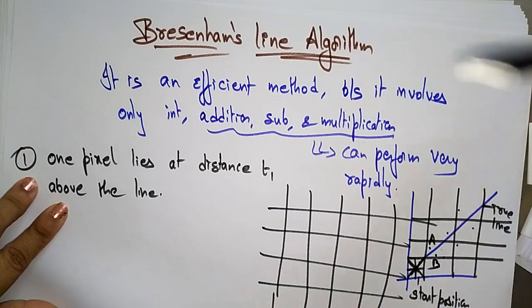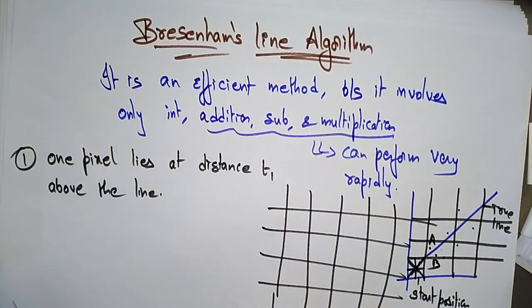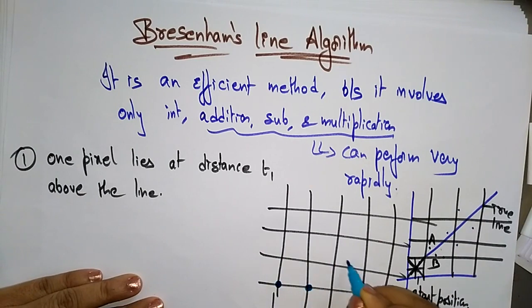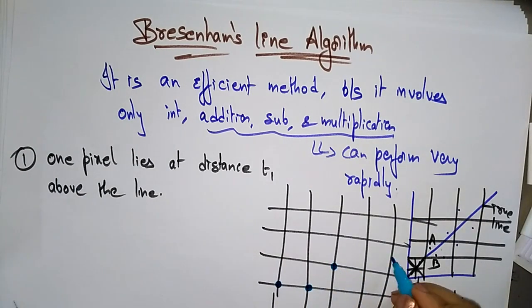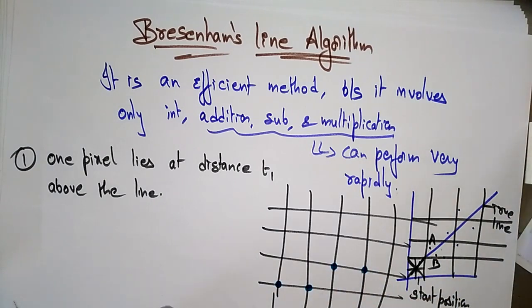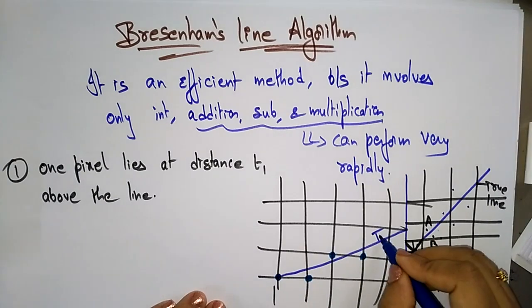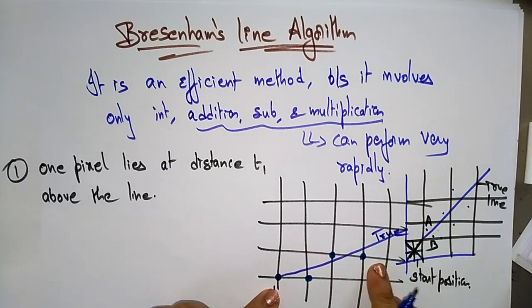So this is one of the important topics. Just please keep your concentration here so that you will understand Bresenham's algorithm. Okay, so let me take a true line. This is a true line, a straight line. So these are the pixels.